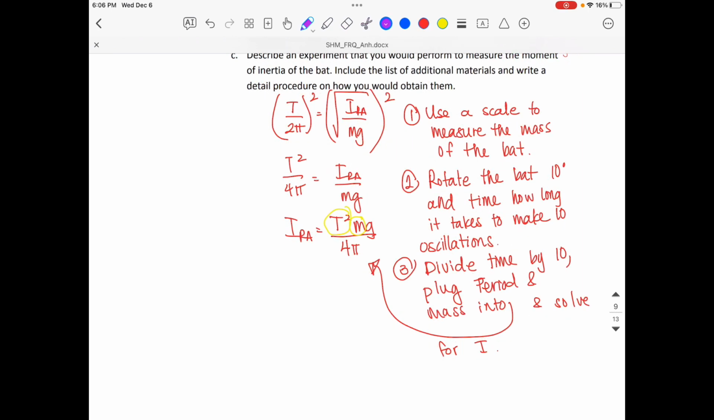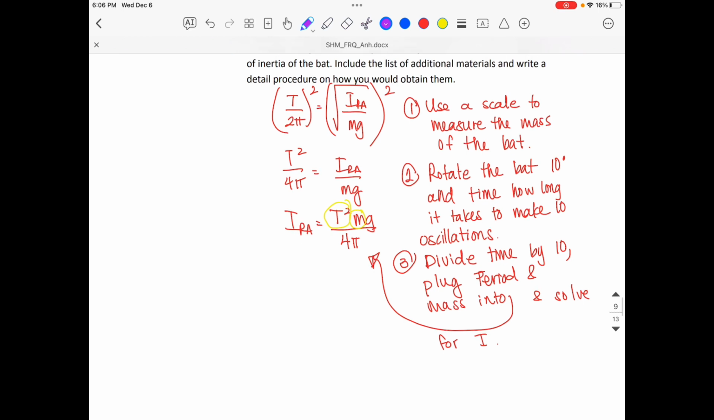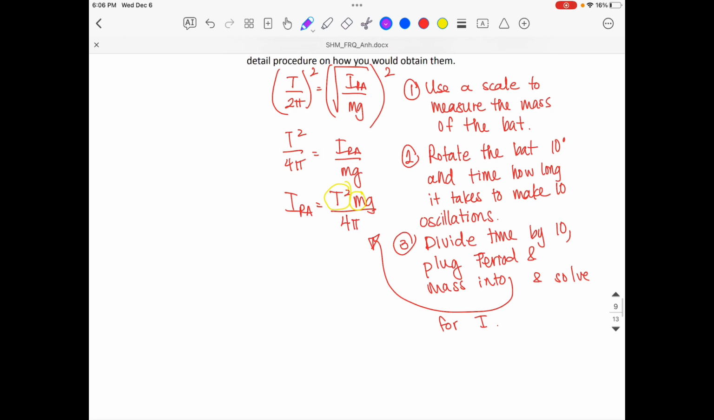The last part, D, is asking how to find the center of mass. I'm not going to show it because I don't want to erase the experimental design for part C. But for part D, to find the center of mass of any object, especially if it's a long object like a bat, is to balance it on some sort of pivot. And so a lot of the time I'll do this for my regular physics class, is to balance a broom on my finger. You can use any sort of pivot point, but it's a good way to find the center of mass.